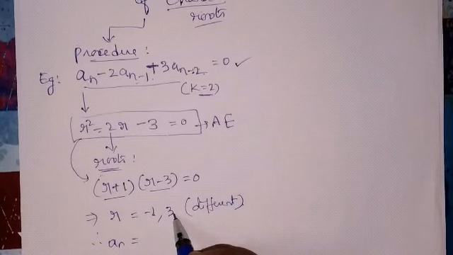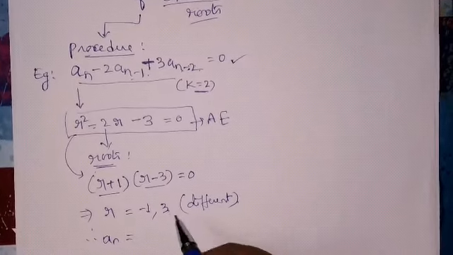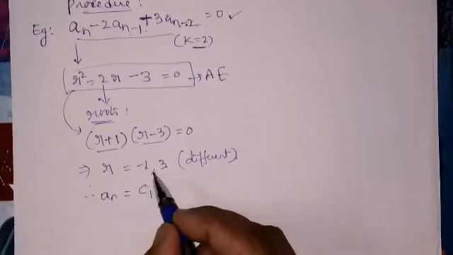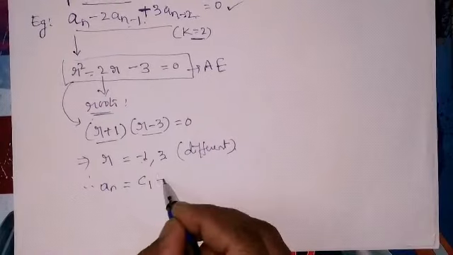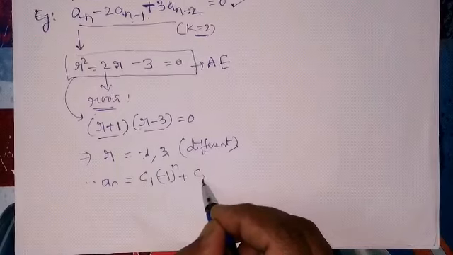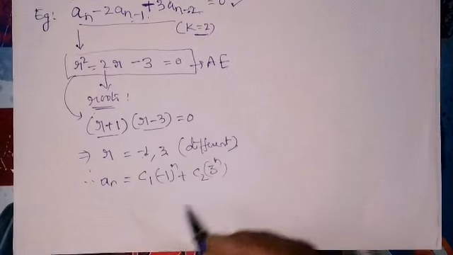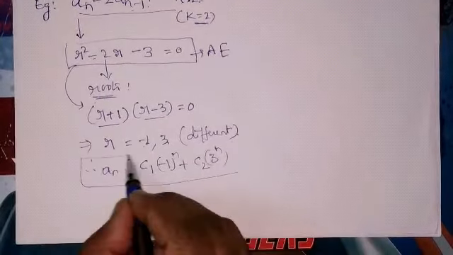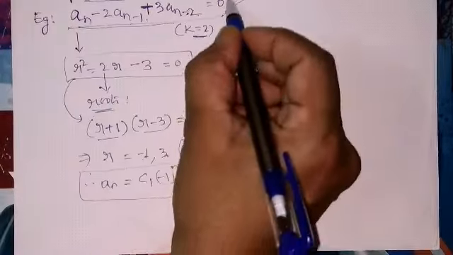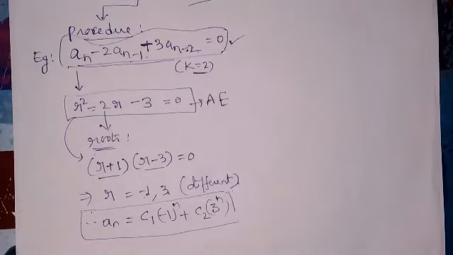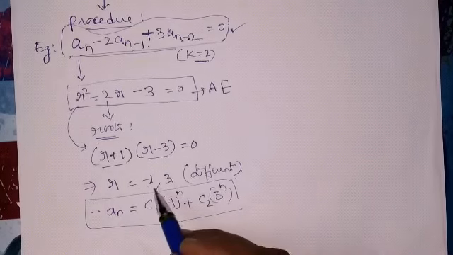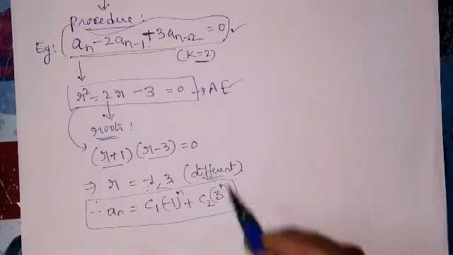we say that the corresponding solution is written as a_n equal to, with the two roots we have got, we select two arbitrary constants. Suppose we choose C1 corresponding to the first root, we write minus 1 power n. Then corresponding to 3 we choose C2 and then we write 3 power n. So this is called the general solution for the given homogeneous linear recurrence relation. And this is the case we have discussed when the roots of the auxiliary equation are different.